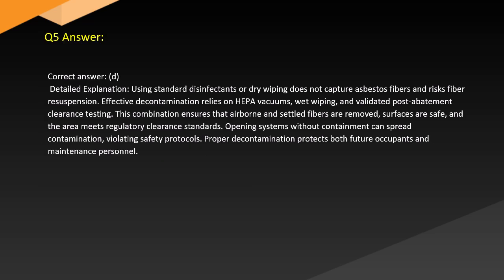Answer. Correct answer: D. Detailed explanation. Using standard disinfectants or dry wiping does not capture asbestos fibers and risks fiber resuspension. Effective decontamination relies on HEPA vacuums, wet wiping, and validated post-abatement clearance testing. This combination ensures that airborne and settled fibers are removed, surfaces are safe, and the area meets regulatory clearance standards.